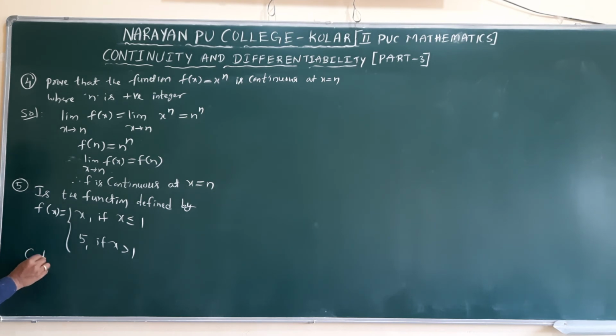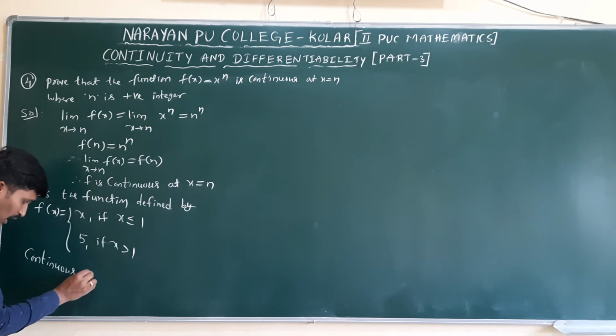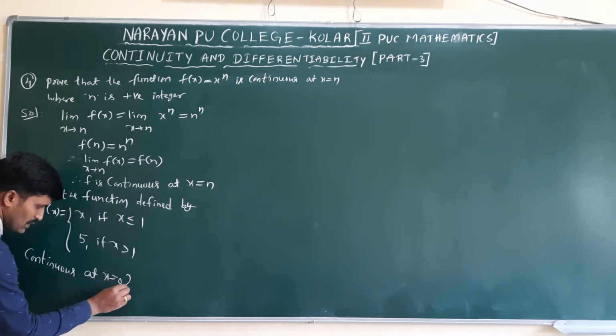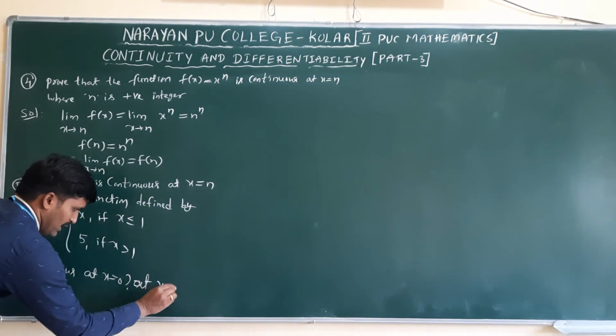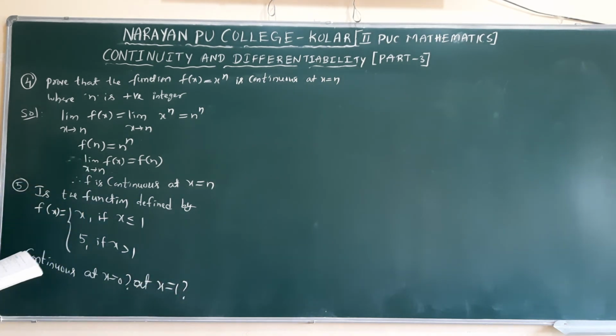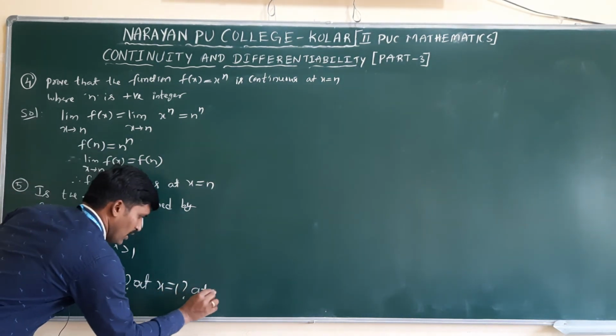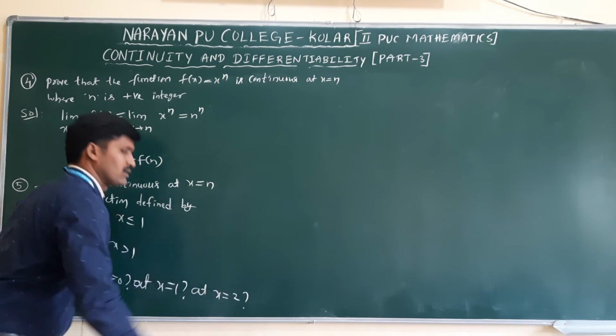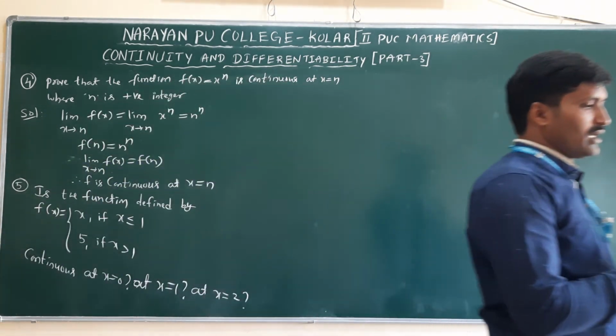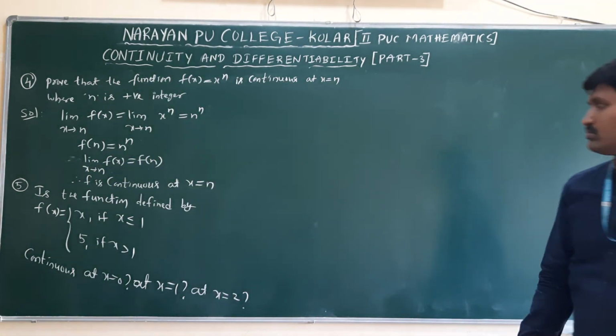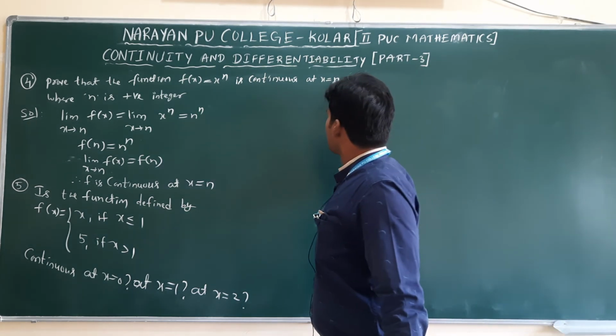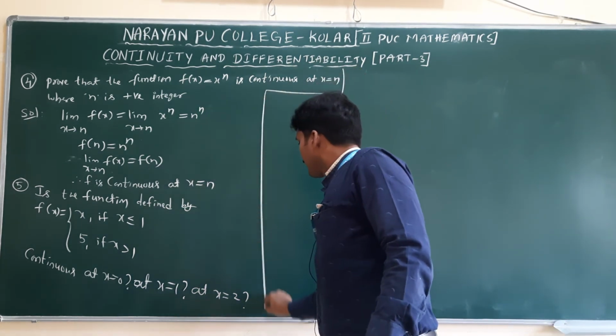Continuous at x equal to 0? At x equal to 1? At x is equal to 2? We need to check the continuity at 0, 1 and 2. At 3 points we need to check the continuity.